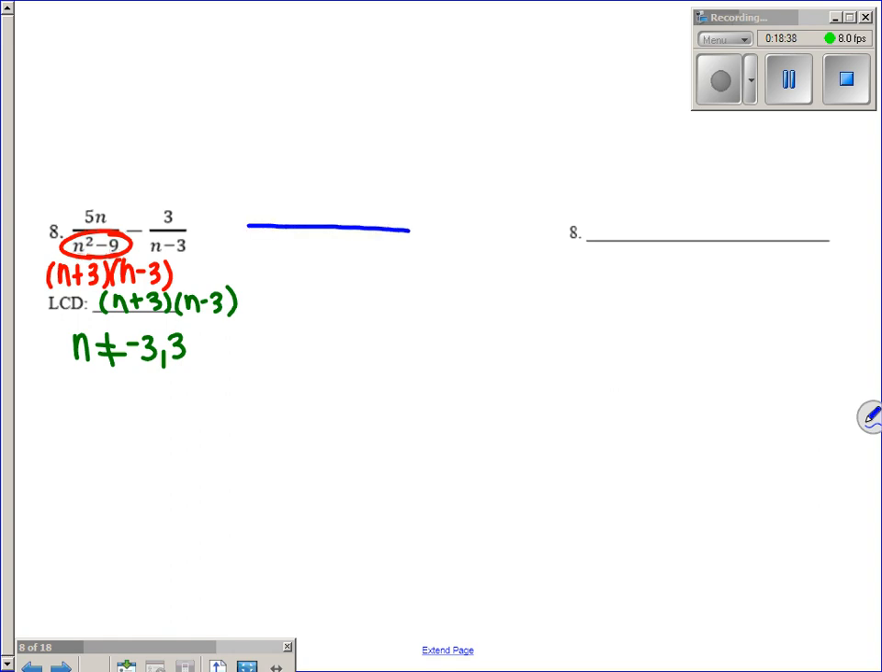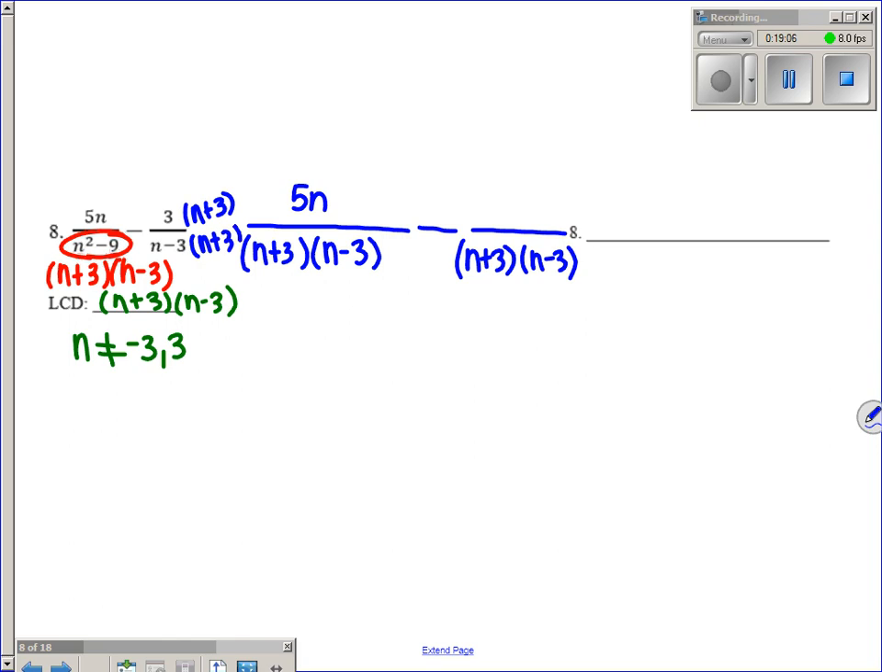Okay, at this point, we have n plus 3, n minus 3, and this time we are subtracting, and we want this one to be n plus 3, n minus 3. So again, the first fraction we didn't have to change anything to, so it's going to stay 5n. But the second one we had to multiply by n plus 3, so I'm also going to have to do that to the top. And when you do that, you do have to distribute the 3 this time, and it does become 3n plus 3.